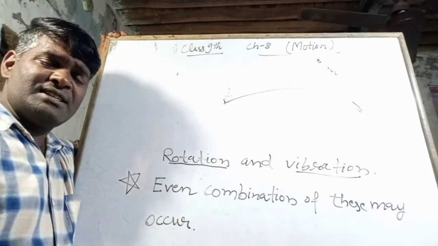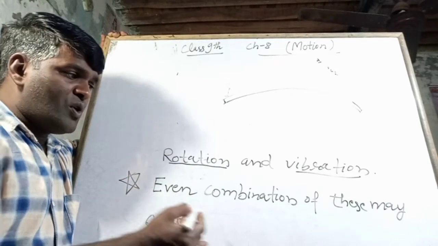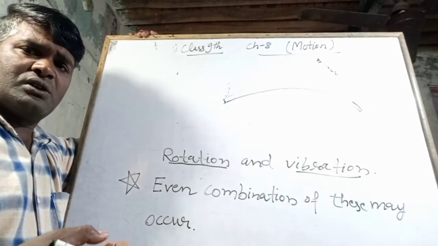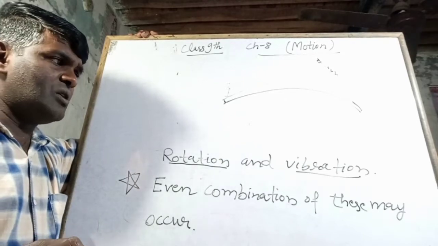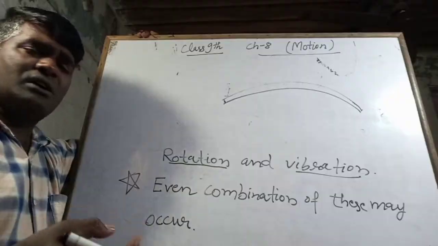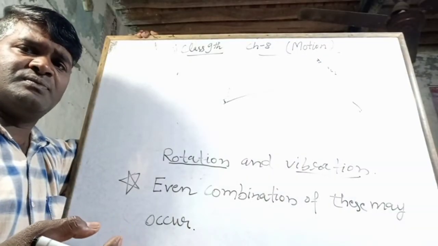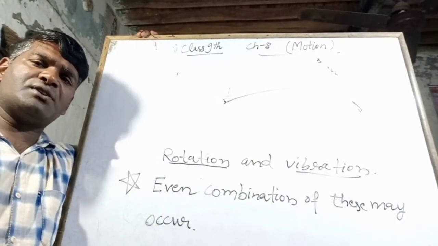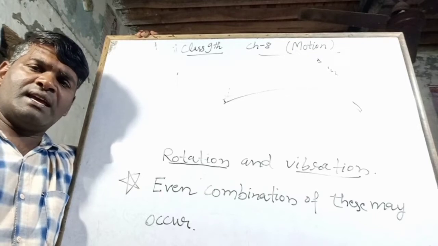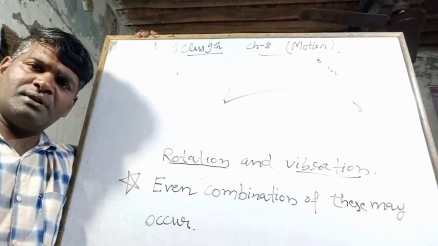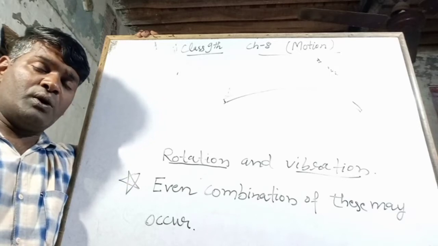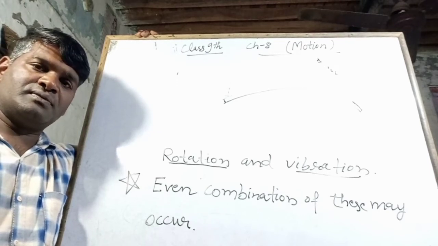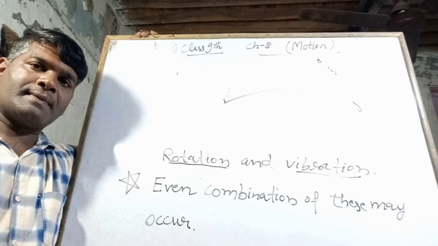Even motion may exist in the form of a combination of these: maybe straight plus rotatory motion, or maybe motion with rotation as well as circular motion. Can you tell me a few examples of a combination of these types of motions? Have you ever seen? Have you ever observed? So what would you say? Okay, try your answer in the comments.